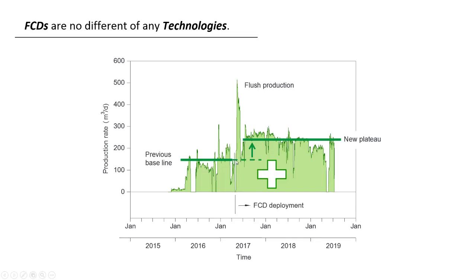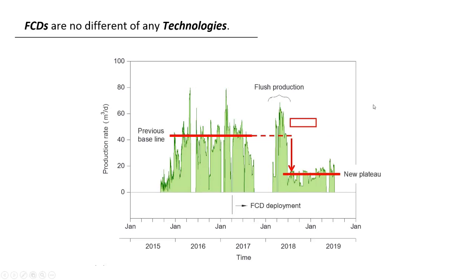This is an example of one producer that has FCDs, and we see that after FCD deployment, the plateau line moved to an upper level. So we have uplift here, and everyone's happy. But in the same asset, on 2 or 3 wells on the downside, we put FCDs down there and we see a negative effect. No uplift, and the rates drop like crazy to half of the previous baseline. This is a result of operational constraints.